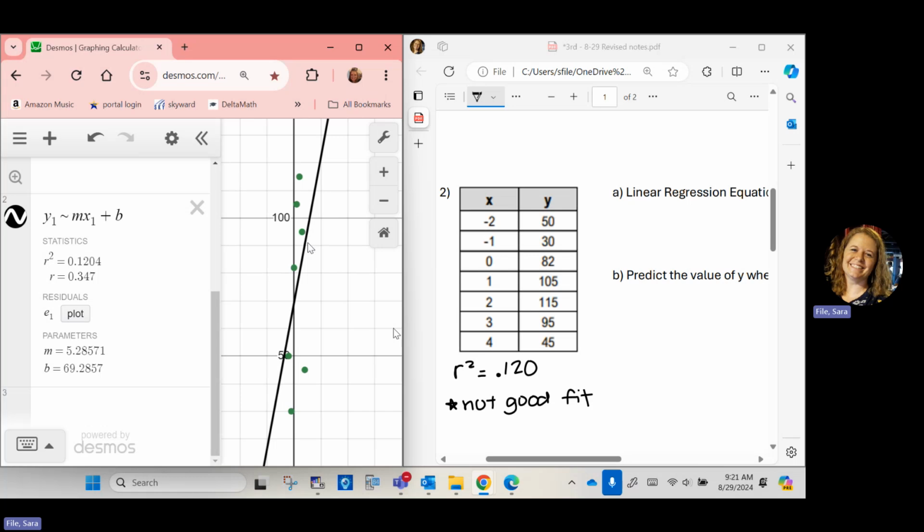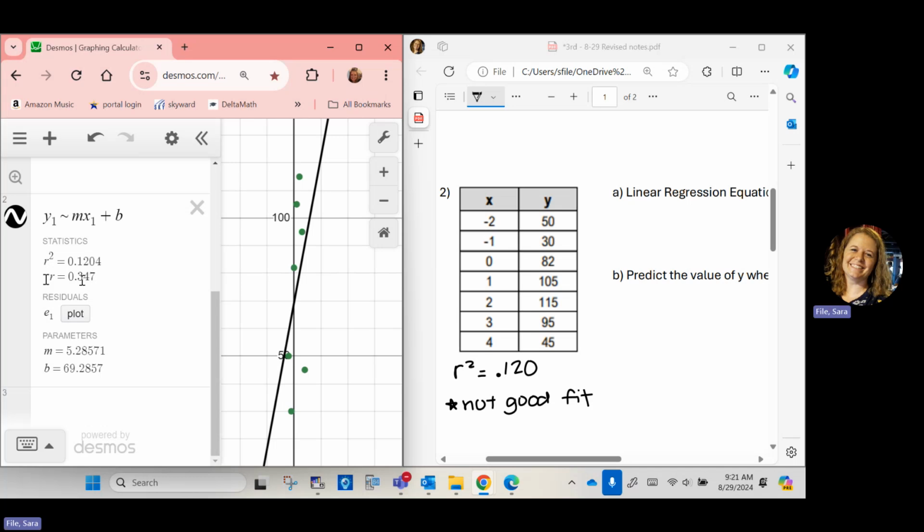So what that means is this is probably not a linear function. A line probably doesn't represent this data best. Some other type of function might, or there just may be no correlation, okay? So what we're looking at, there's the R squared, that's what we're focusing on right now. R is the square root of that number, but R could be positive or negative. The R value is always going to be between -1 and 1.